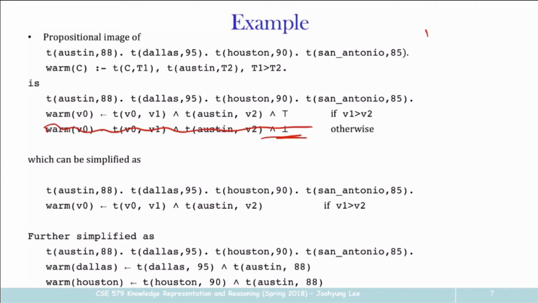Now note here that among the instantiations of this rule, suppose I wrote maybe Phoenix in place of V0. The rule is actually always true. Do you see why?